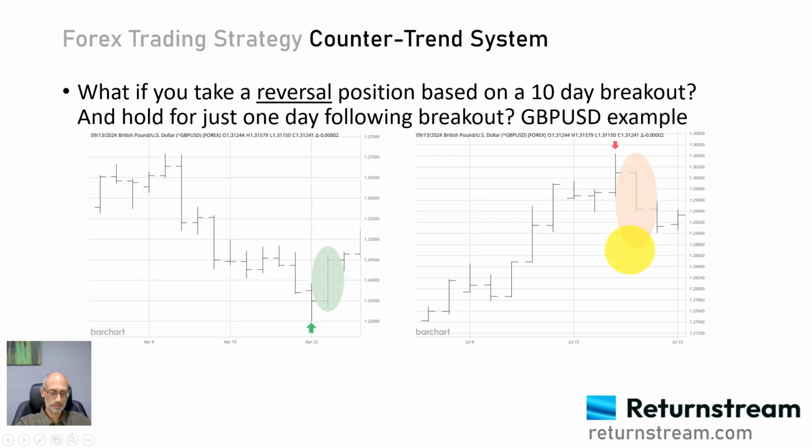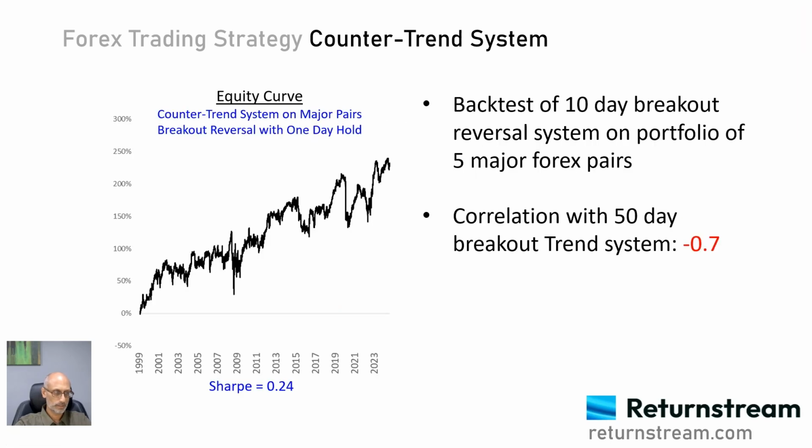And here's the example where you go short. So here, the close is the highest close of the past 10 days. So you go short. And the following day, you had a nice reversal happening right here. And here's the equity curve of that counter trend strategy backtested to 1999. That one has a Sharpe ratio of 0.24. And its correlation with the 50-day trend breakout is negative 0.7. So it's almost perfectly negatively correlated. So let's see what happens when you combine the two.